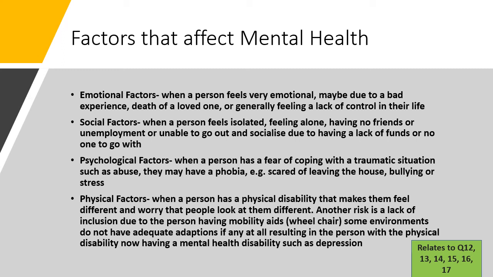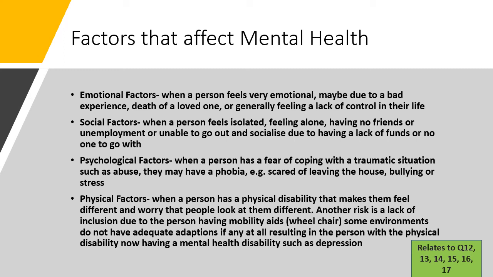Psychological factors, so this can be when a person has a fear of coping with a traumatic situation, for example, abuse. They may have a phobia, so again, for example, scared of leaving the house. They could be bullying, or they could be stressed. And physical factors, so when a person has a physical disability that makes them feel different and worried that people may look at them differently.